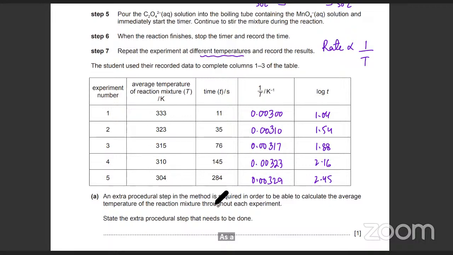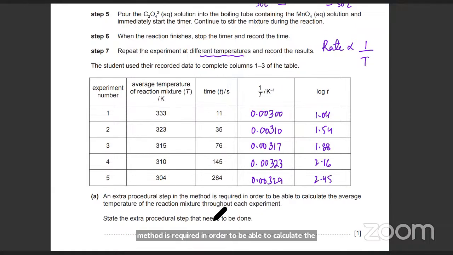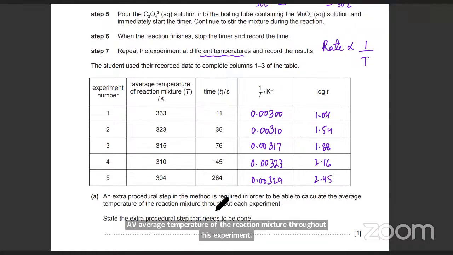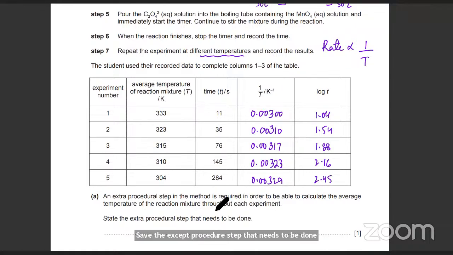As part A, an experimental procedure step in the method is required in order to be able to calculate the average temperature of the reaction mixture throughout each experiment. State the extra procedural step that needs to be done. What does he mean by that? What he's saying is that when he recorded the temperature initially at 50 degrees centigrade, he started the reaction. But he wants to know the average temperature of the reaction mixture throughout the experiment.